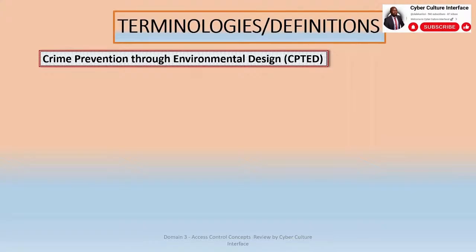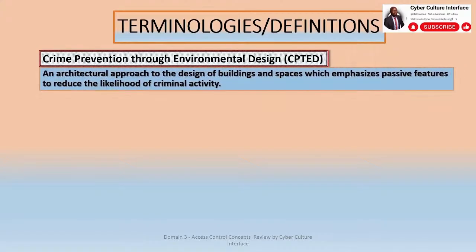Then finally, we have the different terminologies that you should be familiar with under this domain. The first terminology here is crime prevention through environmental design. This is CPTED, and it's basically an architectural approach to the design of buildings and spaces, such that features within your building can help to control criminal activity or attacks within the building. For instance, the building can be designed in such a way that devices used by users are positioned so that a passing client cannot see what the person behind the computer is doing. So these are crime prevention through environmental design. This is a terminology you should be familiar with.